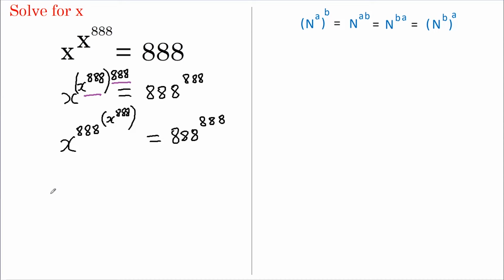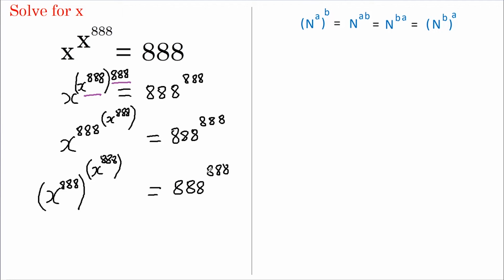Now, how does this help us? Well, if I write this out again, you might be able to see. We've got x to the power of 888. Let's put a bracket around that. And at the top, we've got x to the power of 888. This all equals 888 to the power of 888. Now, can you see how similar these two terms are?